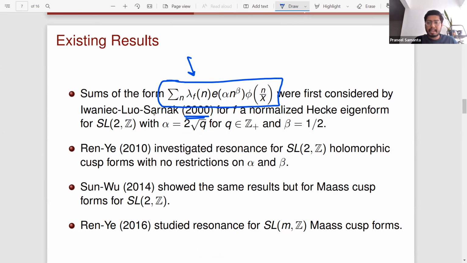Now, after that, a lot of work has been done on these things for different cases, for holomorphic cusp forms or for Maass forms.